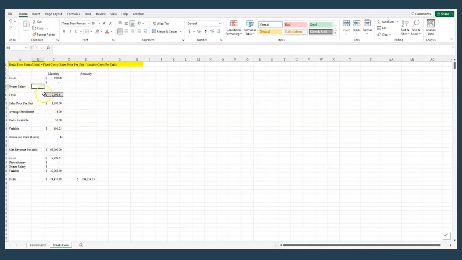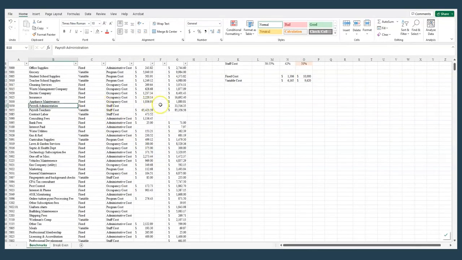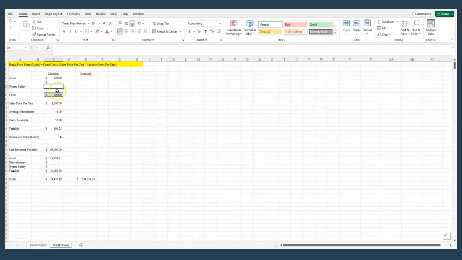If we were assuming that our owner's salary is not being paid through payroll, we would want to include the owner's salary in here. That being said, in this example, the owner's salary is being paid as part of those fixed costs. We can see the payroll administration, that is the owner's salary. So we know that in this case, their salary is already being accounted for, so we don't necessarily need to break it out separately. However, if the owner is not being paid through payroll, we would want to add that in.